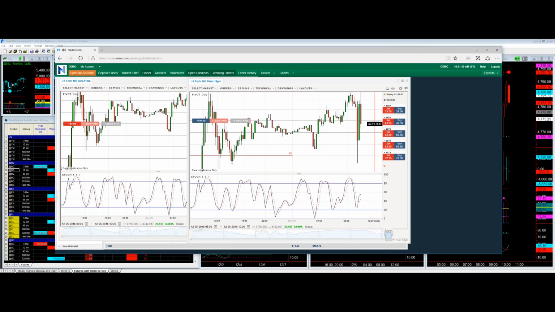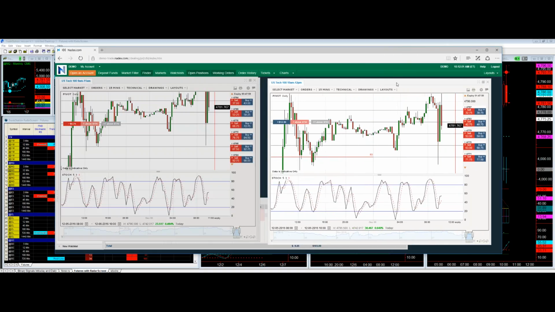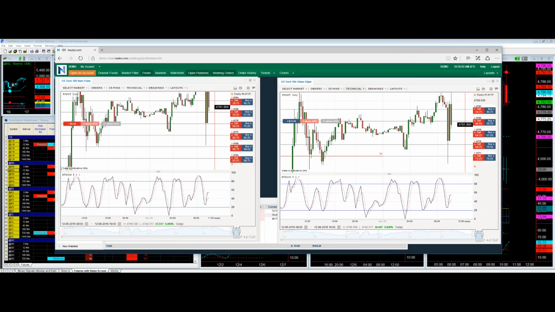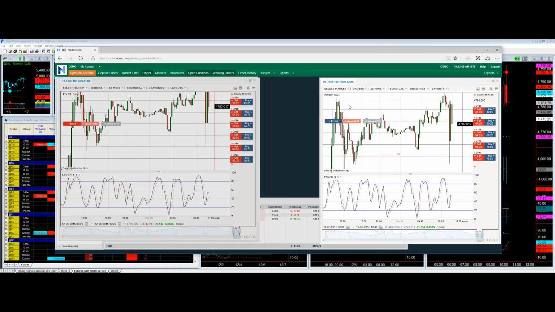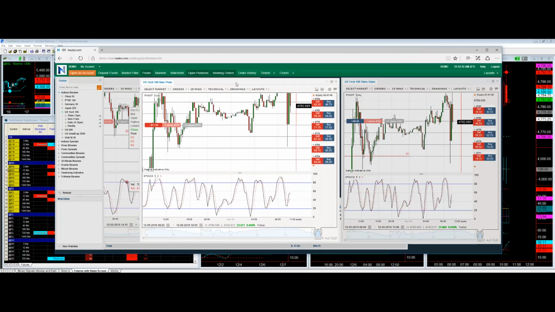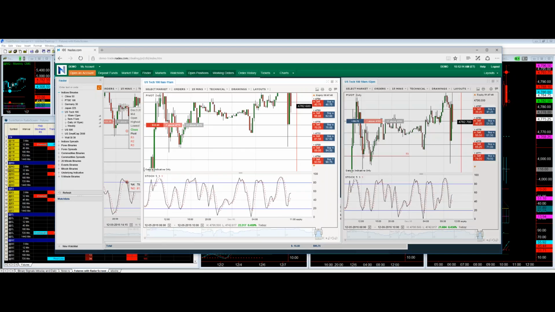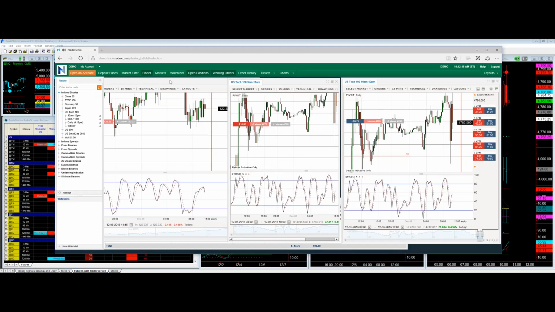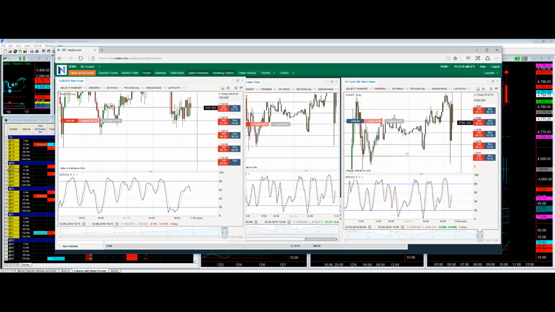And I'm going to have to enlarge my screen a little bit. And again, the GoToWebinar does slow down my machine. So it slows down Nadex because I've got a lot of radar screens going here.